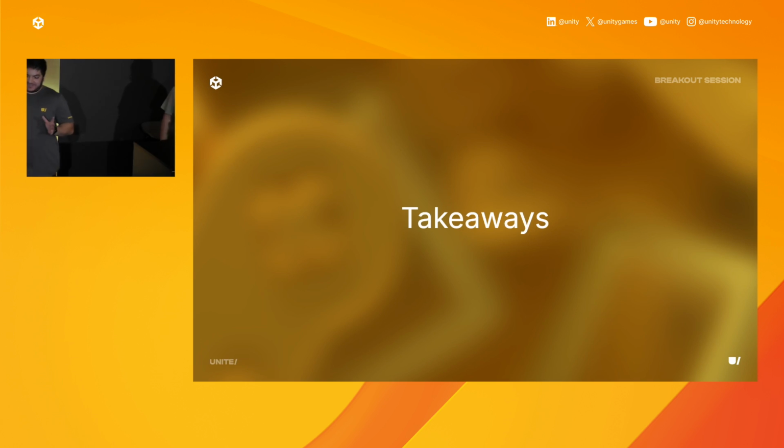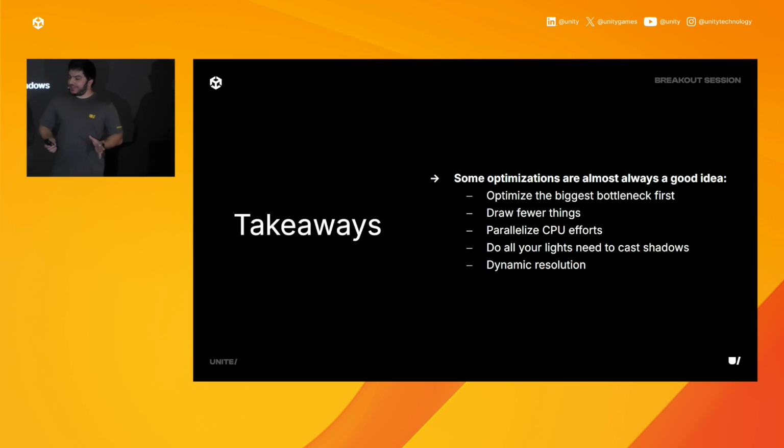All right, so before you run out and buy the game, here's a few takeaways from today. As a recap, instead of summarizing every single step that we did and what the gains were, I want to kind of talk about some general takeaways. For example, these are some optimizations that are almost always a good idea. So try to optimize your biggest bottleneck first. The idea behind this is that often the biggest bottleneck occludes some of the hidden smaller problems, right?